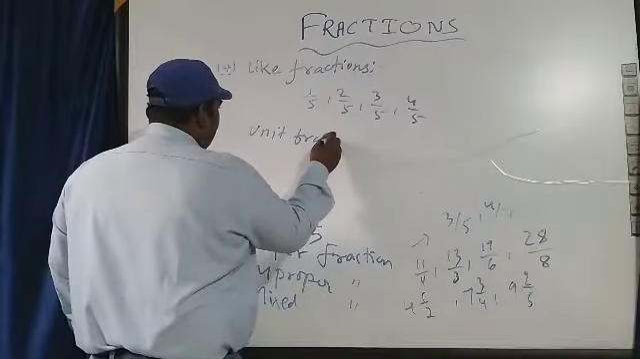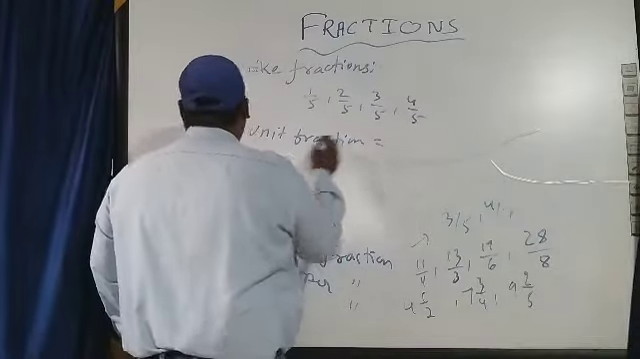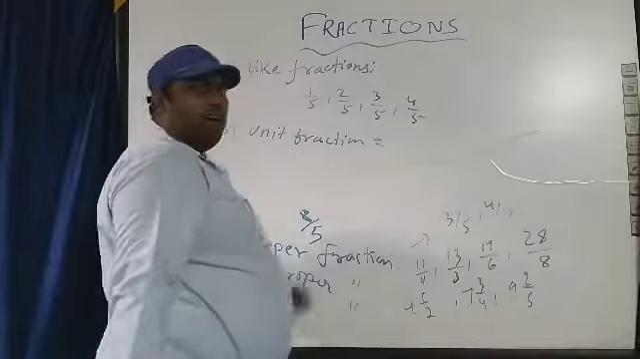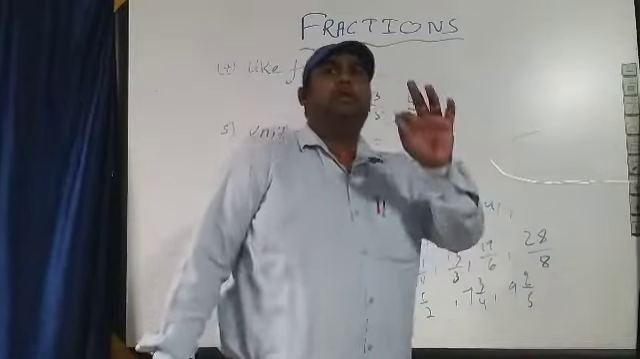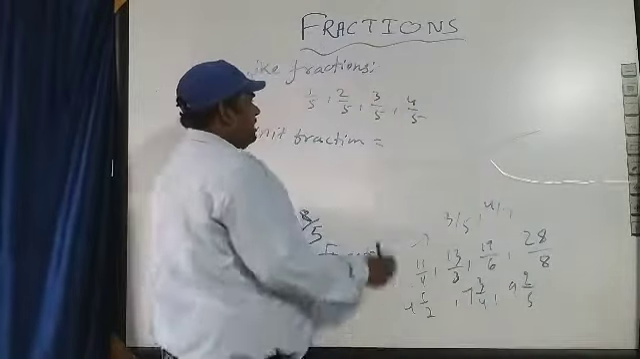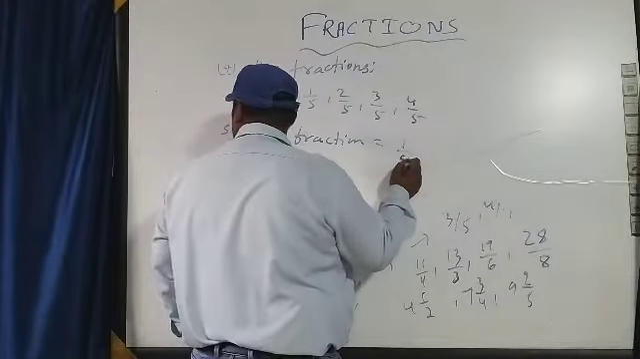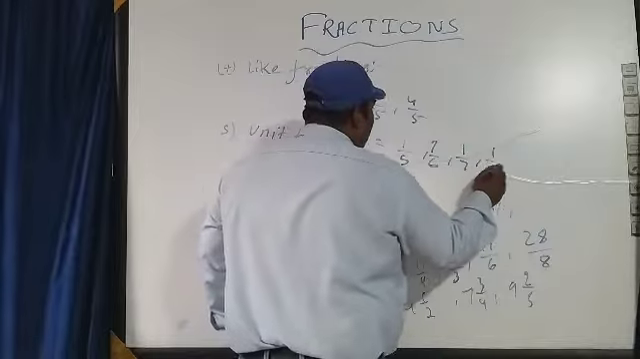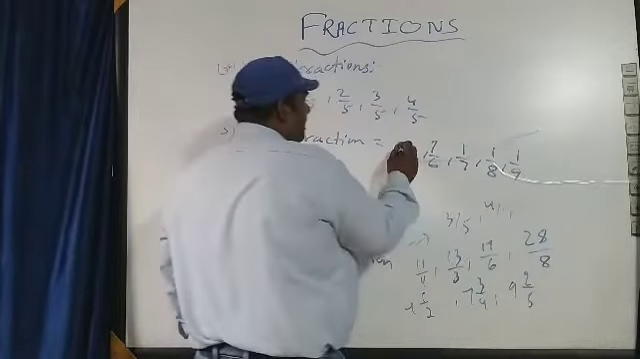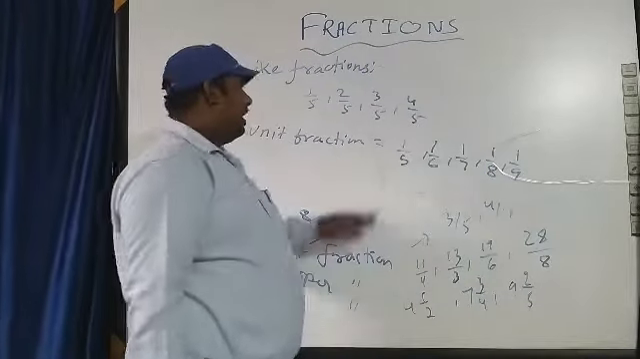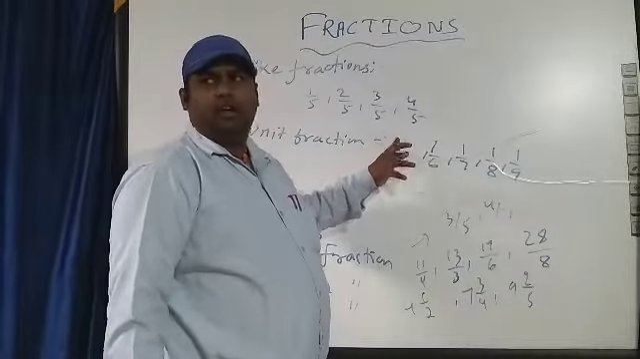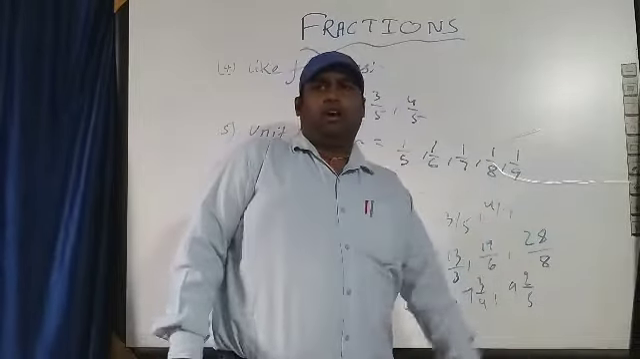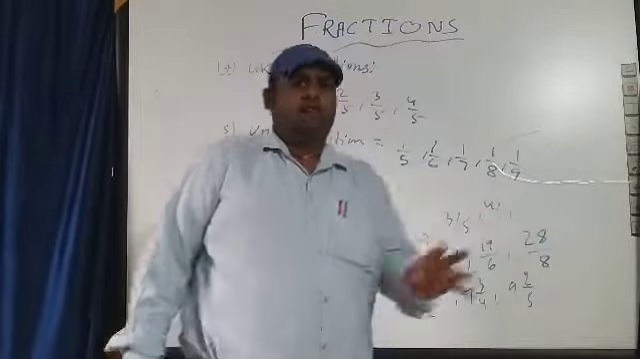Unit fraction. What is a unit fraction? A fraction in which the numerator is always 1 is known as a unit fraction. 1 by 5, 1 by 6, 1 by 7, 1 by 8, 1 by 9. That is a unit fraction, meaning the numerator will always be 1.